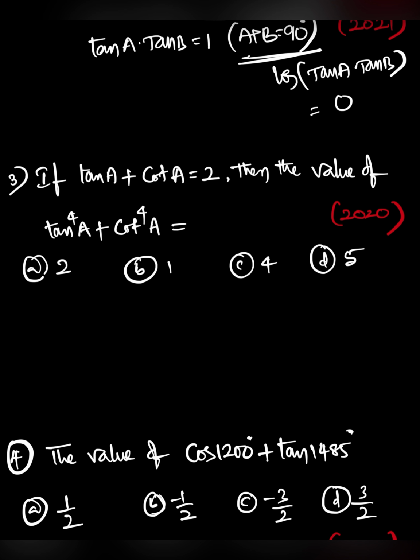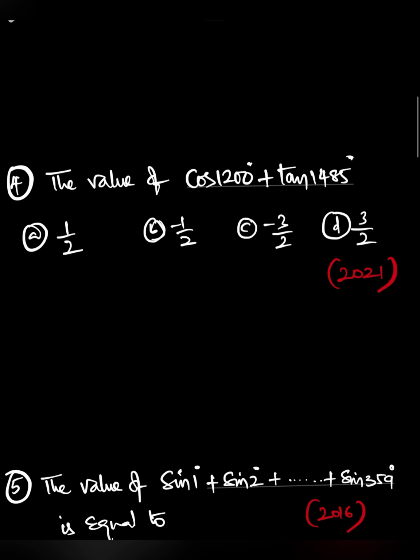Tan A plus cot A equals 2. See this question very carefully. If tan A plus cot A equals 2, tan A should be 1 and cot A should be 1. That is the only option. So tan A is 1, cot A is 1, and then we get 1 plus 1 equals 2. So 1 power 4 plus 1 power 4 is 2. Now coming to the fourth question.